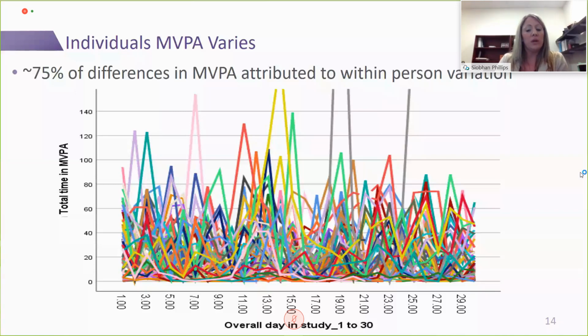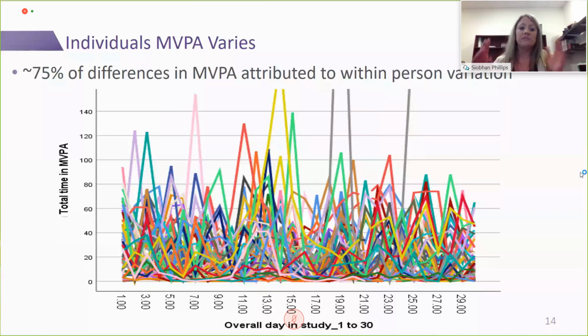Overall, they engaged in approximately 20 minutes per day of moderate and vigorous physical activity, which is comparable, if not a bit higher than most breast cancer survivor studies. What we found was daily physical activity, moderate and vigorous physical activity declined across chemotherapy, and physical activity was higher on the days preceding chemotherapy than on days following chemotherapy. And about 75% of the difference in moderate and vigorous physical activity was actually attributed to within-person variation, which you can see by how much these lines are going up and down in this graph.